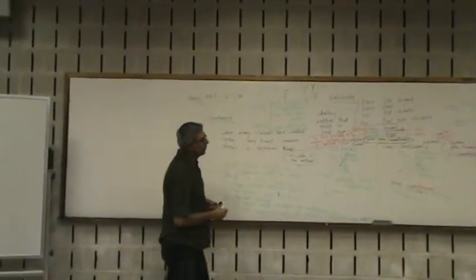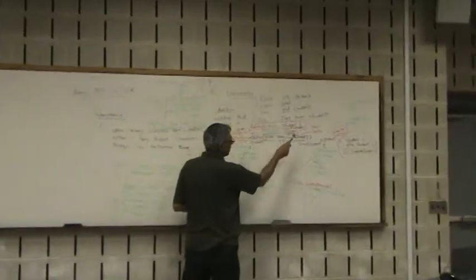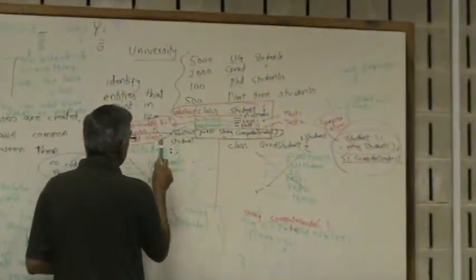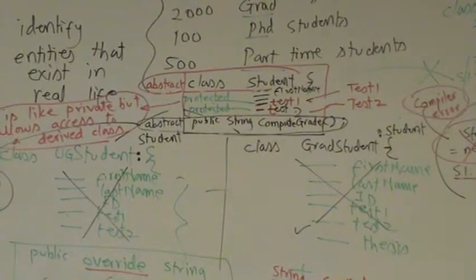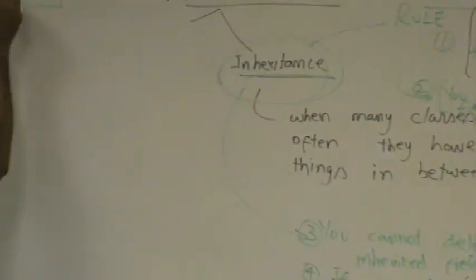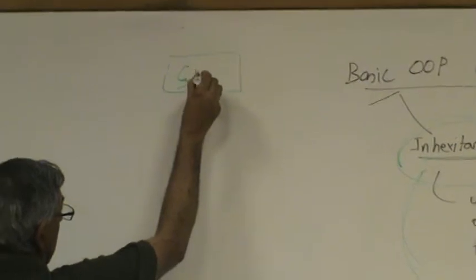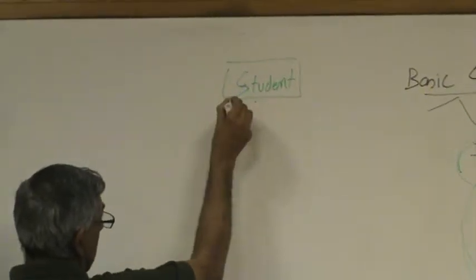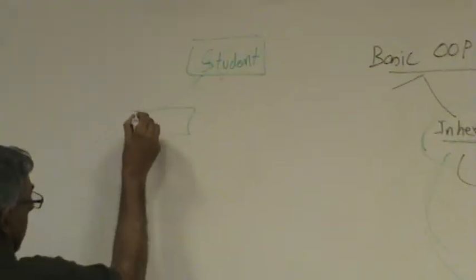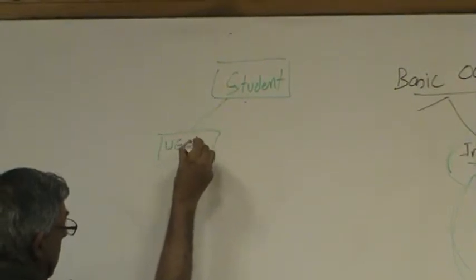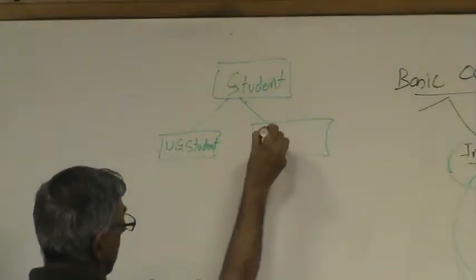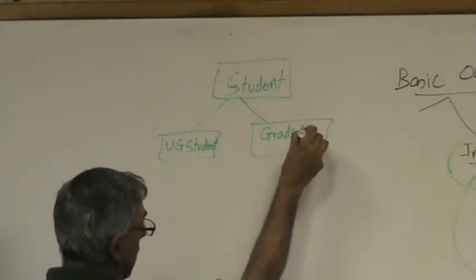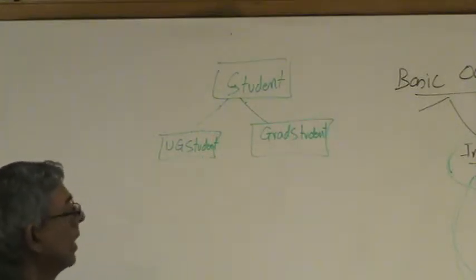Okay, so let's go to our example of student, undergraduate student and grad student, right? If I draw the picture, so far we have a student. We are inheriting from it, creating an undergraduate student class. We are also inheriting from it and creating a graduate student class, right?